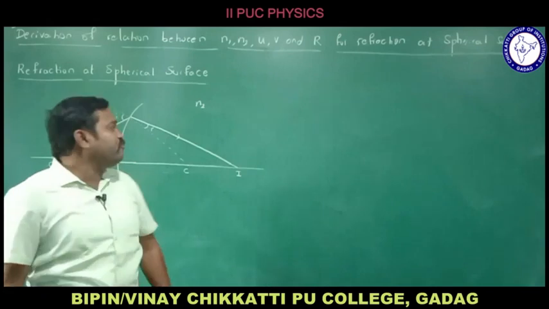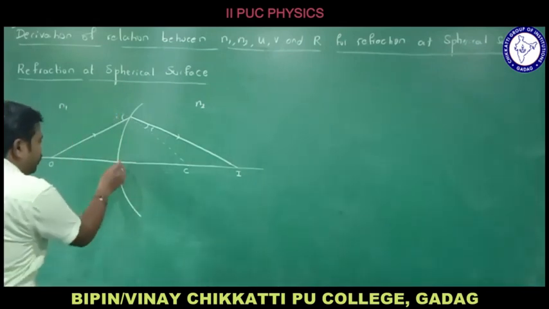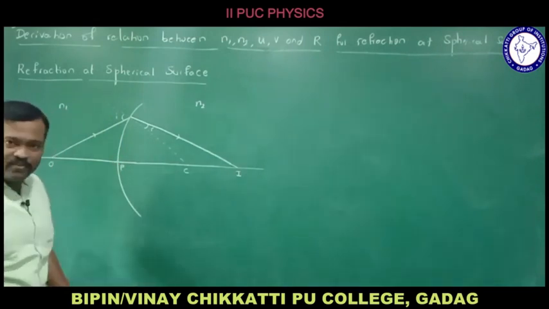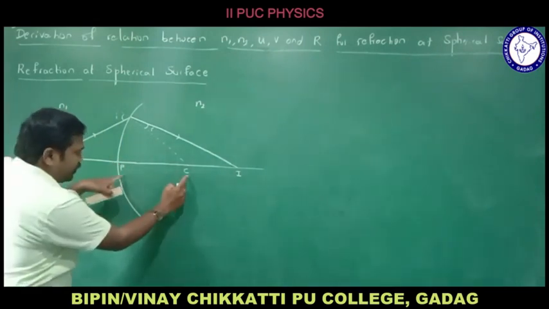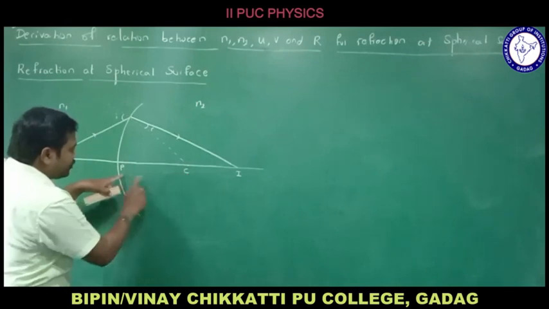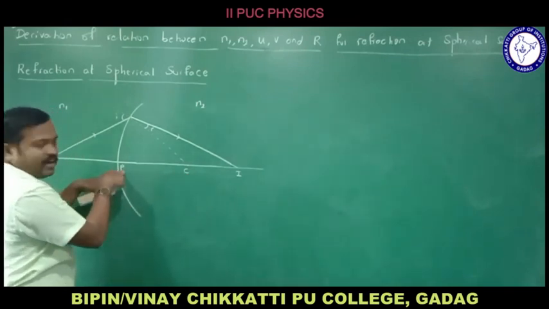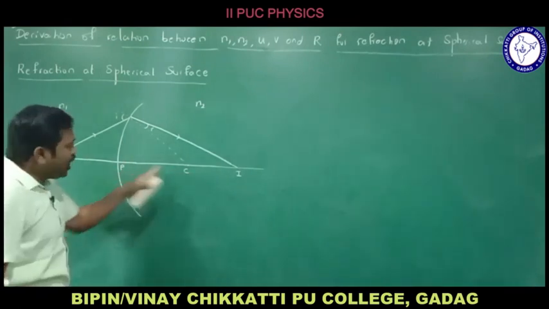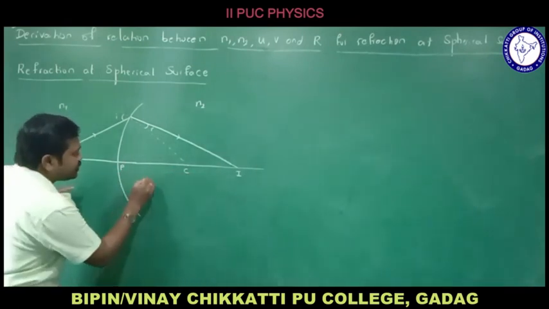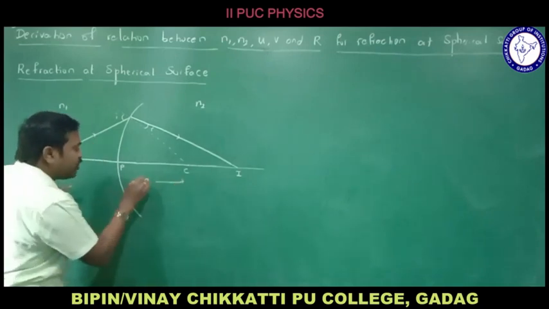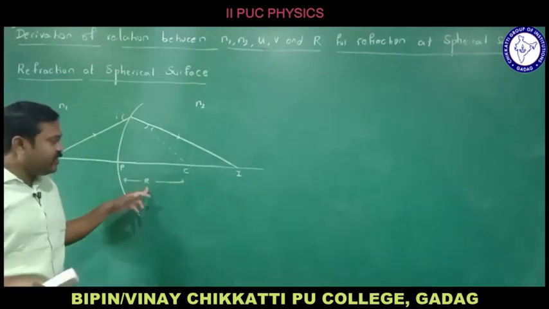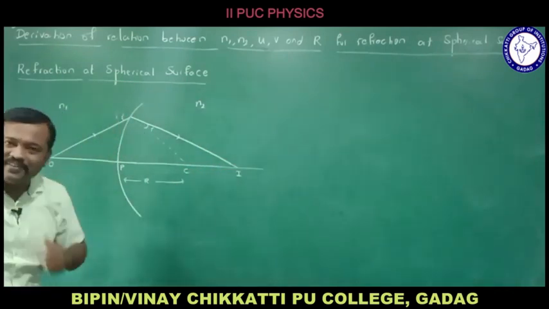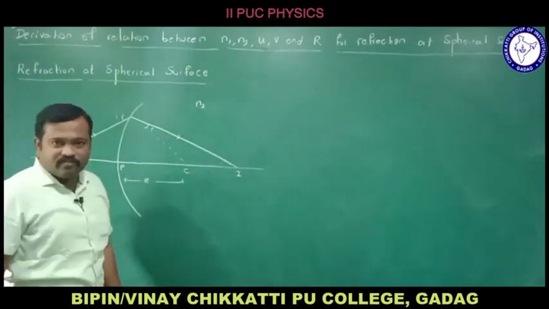Okay, one thing we need to understand here is, if I am taking this point as P, what is this distance? If I am considering this as P, this is what we say, the center of curvature, pole and center of curvature. This distance is nothing but what? The radius of curvature, right? Radius of curvature is the radius of the sphere of which a spherical surface is a part, right? So this becomes the radius of curvature, right?